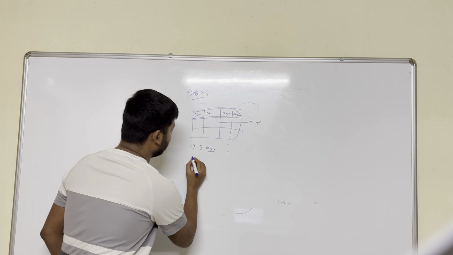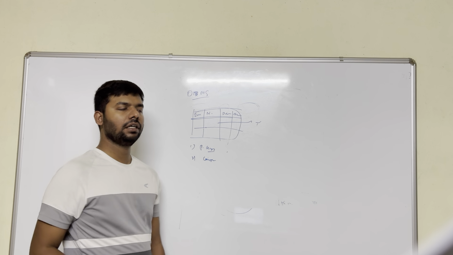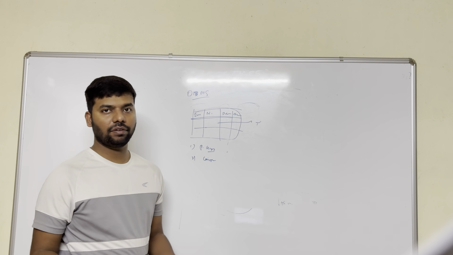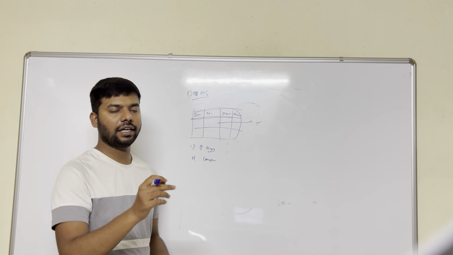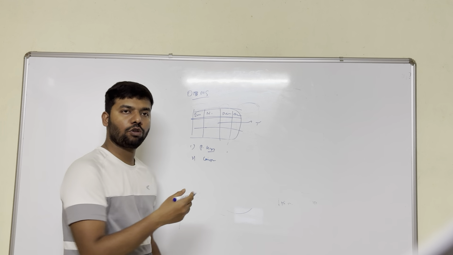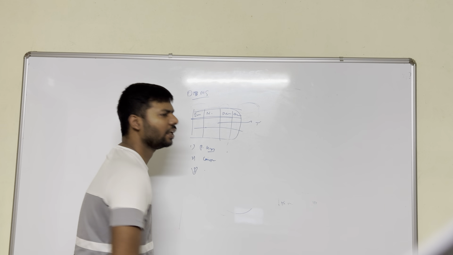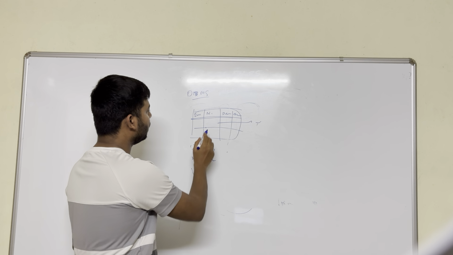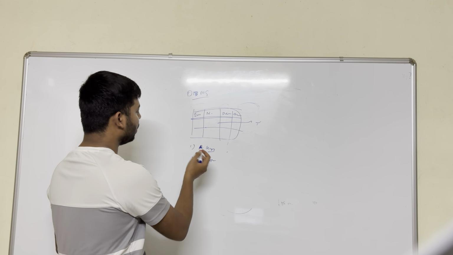Now second, what is a composite key? A composite key is this: if I don't have a primary key, if we are not able to identify a primary key, then we combine two columns and identify that as a composite key. A group of two keys is a composite key. Now third is the candidate key. A candidate key is a single primary key or a group of primary keys.